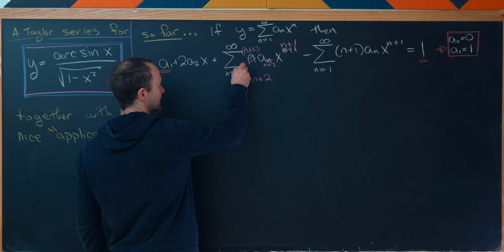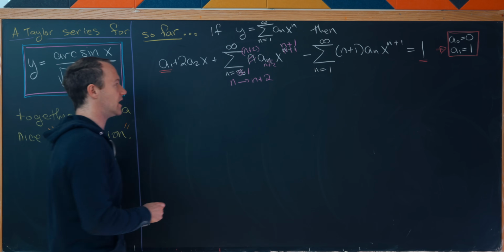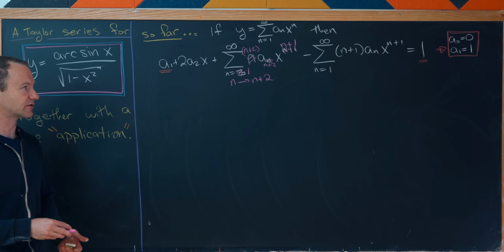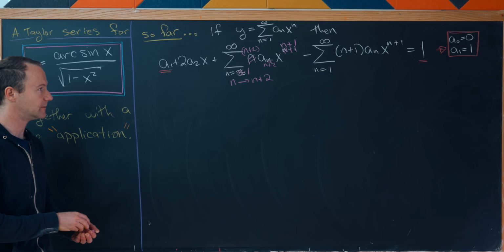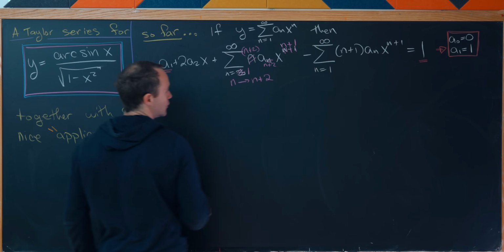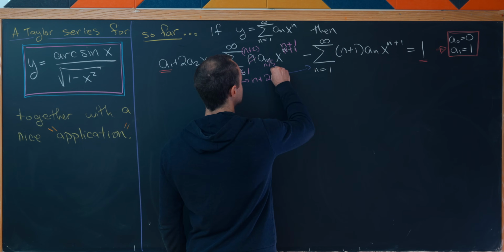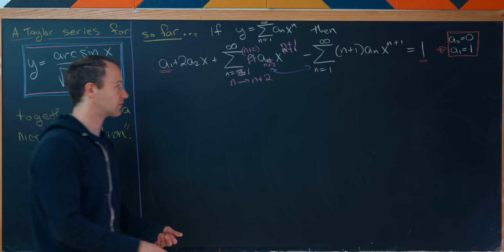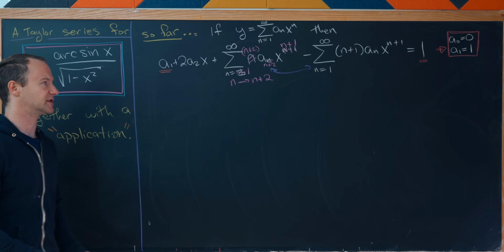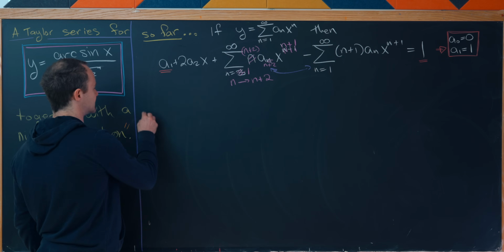Furthermore, our starting bound of summation is now 1, because when n plus 2 is equal to 3, n is equal to 1. But using this, we can combine these two sums because they're indexed correctly so that the powers of x are the same. So let's see where that leaves us.